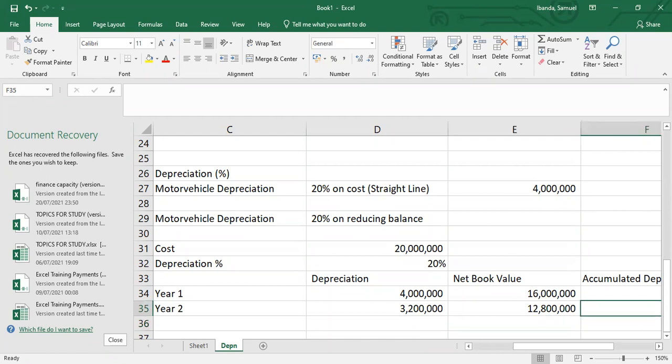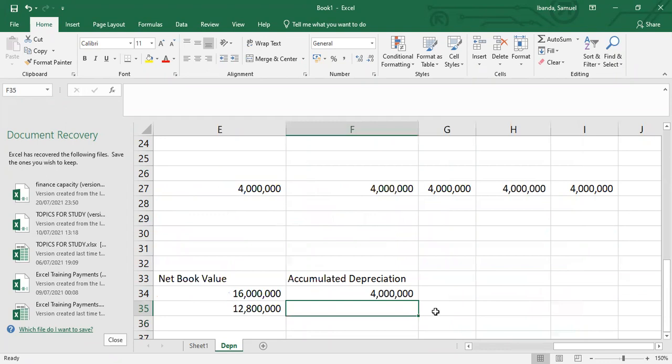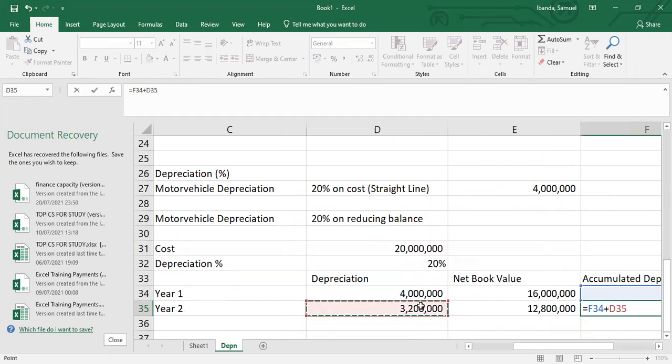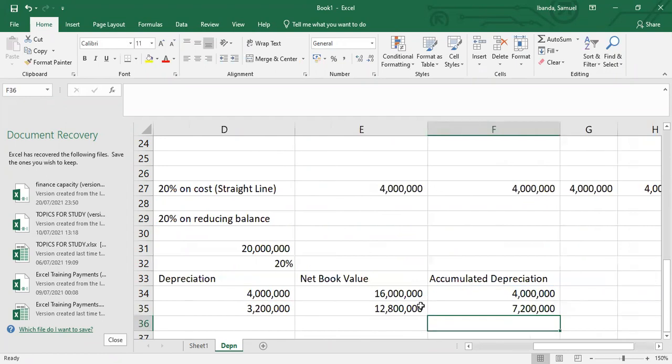Now, the accumulated depreciation will now be the 4 million, which was for the start of the year, plus the 3.2, which is the depreciation for this year. So you can see we've now started accumulating our depreciation.